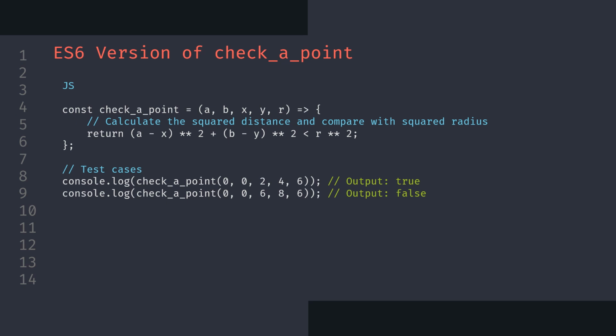The ES6 version is concise and uses modern syntax like array functions and the double multiplication operator for exponentiation. The logic remains the same as the ES5 implementation.